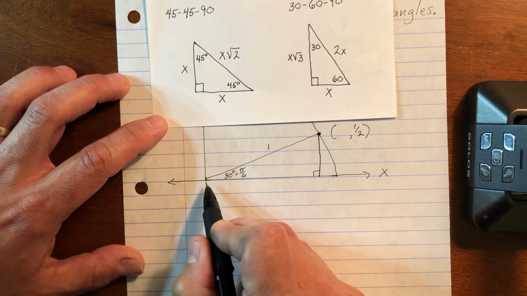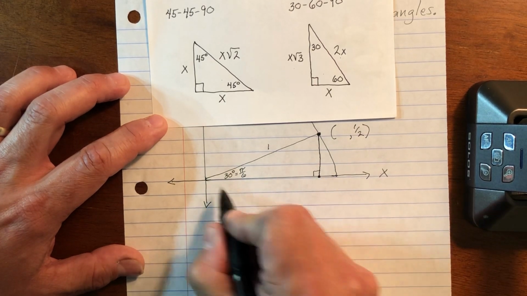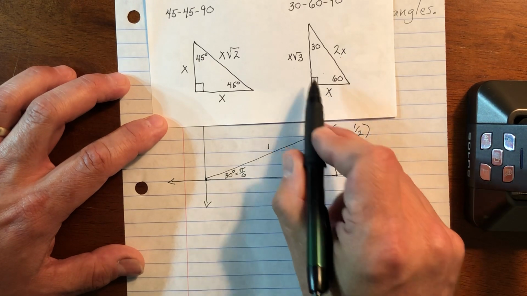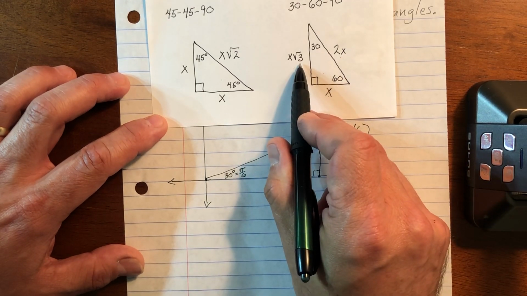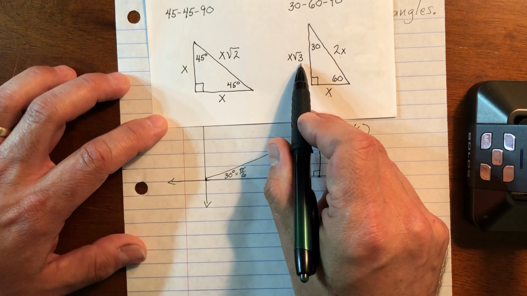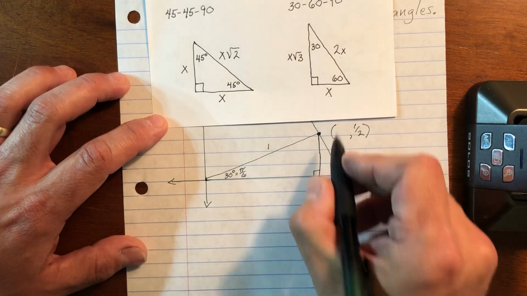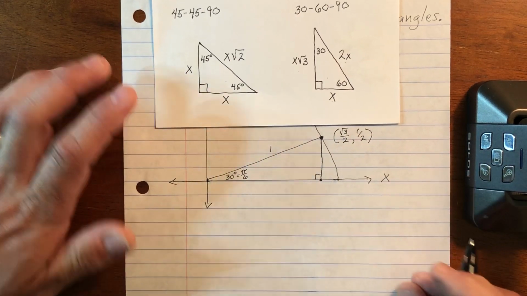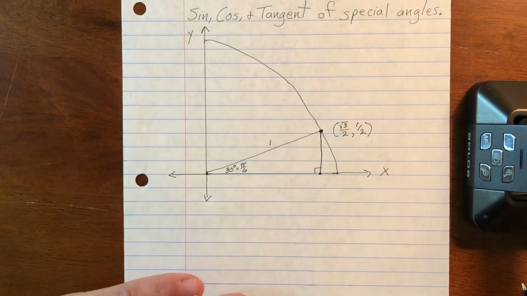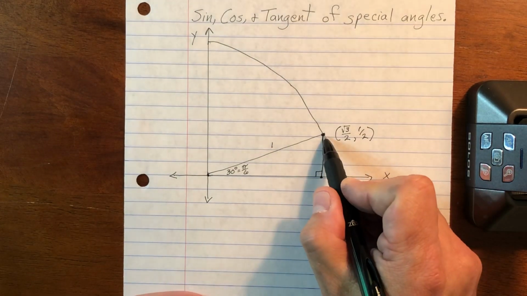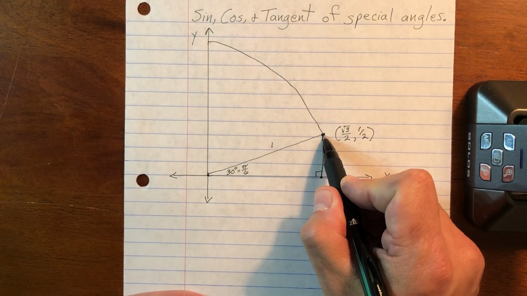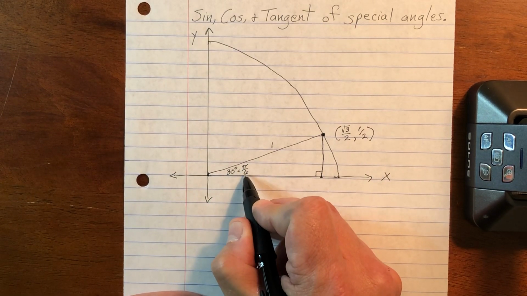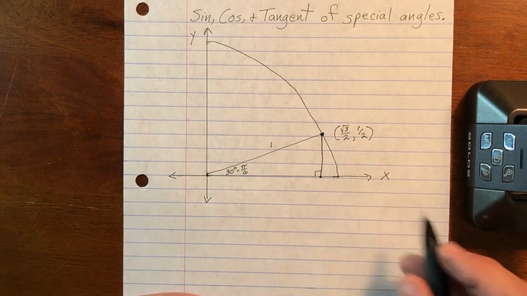And if I wanted to find the distance from here to here, I would have to take the short leg times the square root of 3 to get the longer leg. And so 1/2 times the square root of 3 is the square root of 3 divided by 2. So what we've been able to do is find the coordinates of the ordered pair that's on the unit circle for a 30 degree or pi over 6 radians angle.